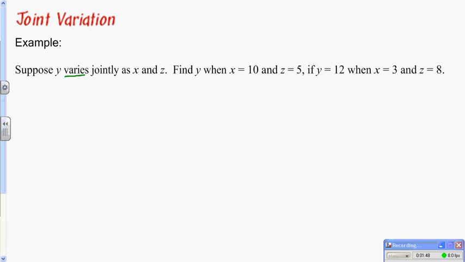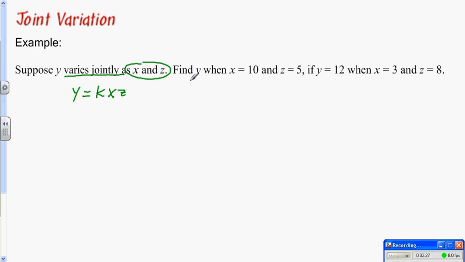Now, varies jointly is another saying, but it means the same relationship as to vary directly. But the difference is, where we would stop there for y varies directly as x, when there's more than one variable that it varies directly to, they call it varies jointly. So we would just take this z and put it on the end. So now we have y equals k x z.